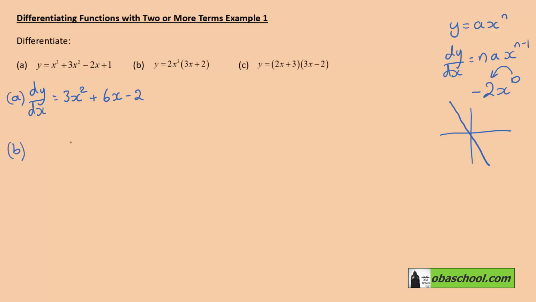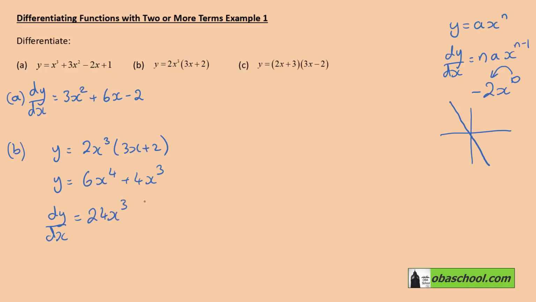For part B, we might need to do some expanding. So we have 2x cubed, and then we have 3x plus 2. So expanding out, that is going to give me 6x to the 4 plus 4x cubed. And so dy dx is going to be 4 times 6 is 24, reduce the power by 1. 3 times 4 is 12, reduce the power by 1.